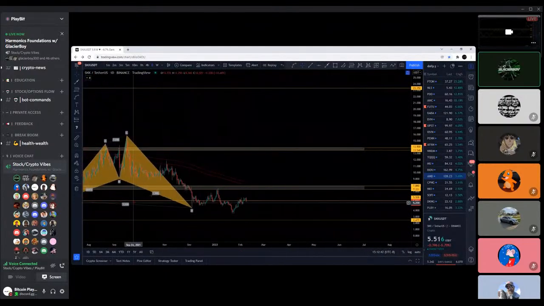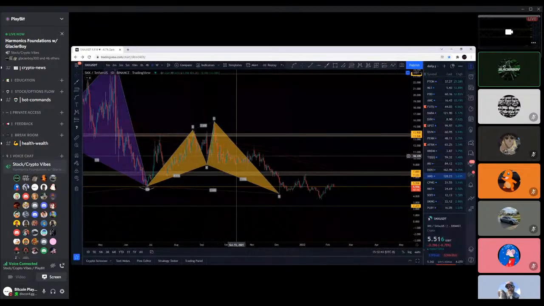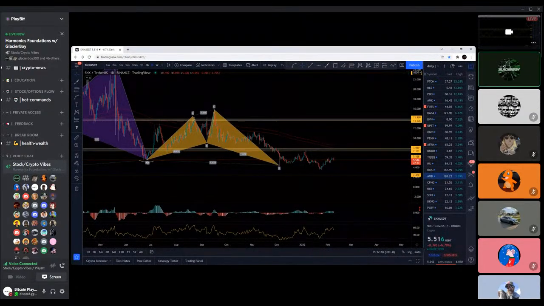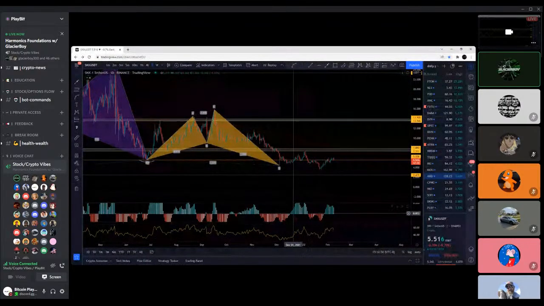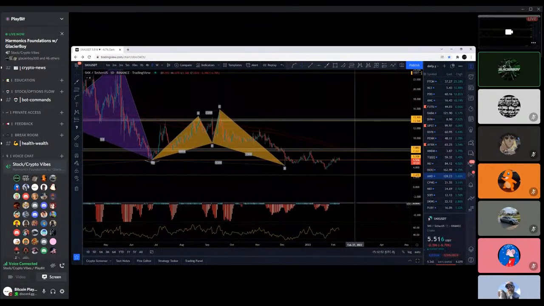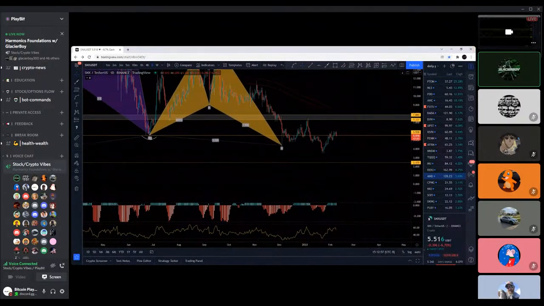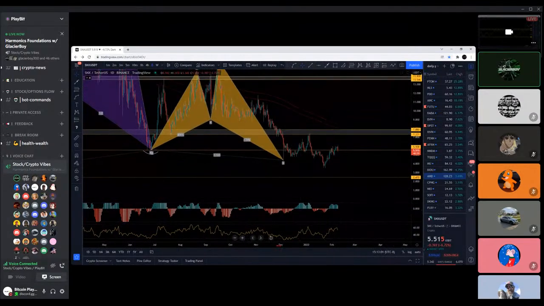So right here, this is an active pattern that I have on SNX. This is a shark. It definitely undercut it, but I was noticing that it has bullish divergence, like sellers were stepping away as we were making new lows. So this is still one that I'm kind of watching, but it's underperforming like crazy right now. I'm about to take it off my watch list soon.